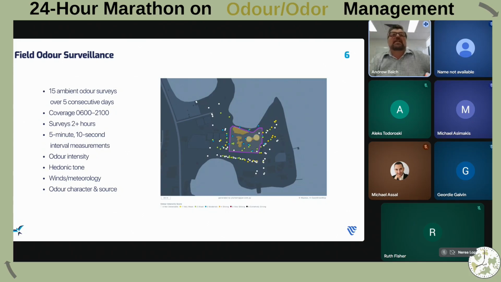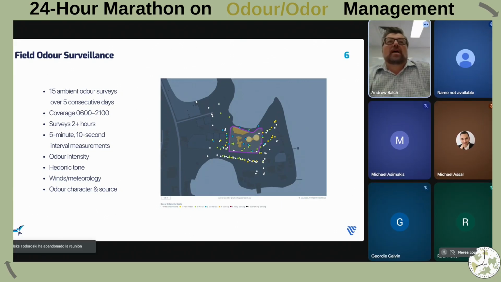We then conducted 15 two-hour ambient odour surveys over 5 consecutive days with coverage between 6 a.m. and 9 p.m. Each survey lasted over 2 hours using 5-minute measurements at 10-second intervals. We recorded odour intensity, hedonic tone, meteorological conditions and odour character, and identified source information.